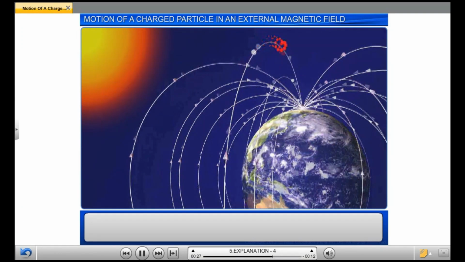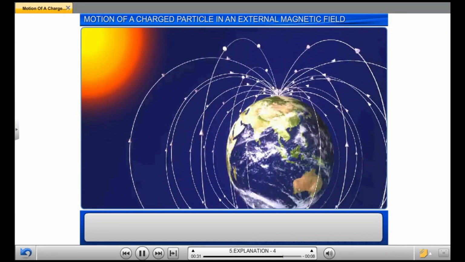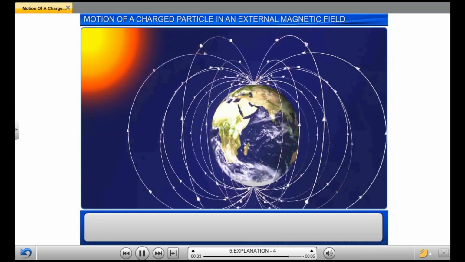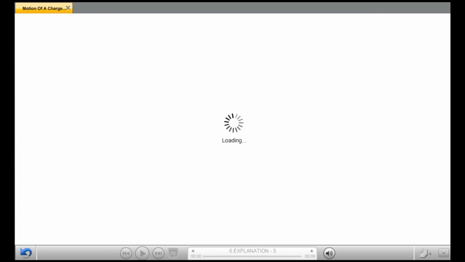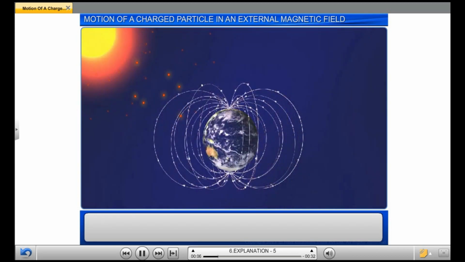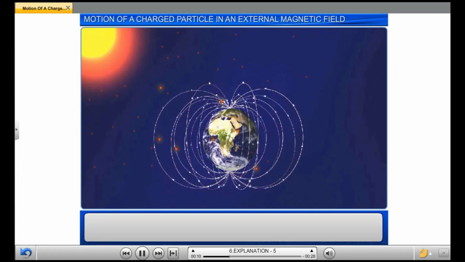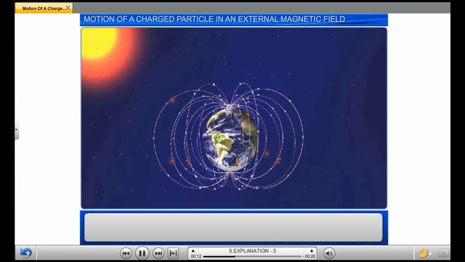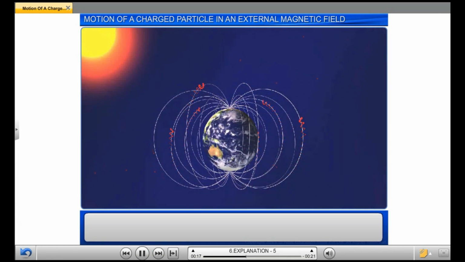During a solar flare, that is, when a sudden, rapid and intense variation in the brightness of sunlight occurs, a large number of charged particles are ejected from the sun. When these charged particles enter the Earth's atmosphere, they get trapped in the Earth's magnetic field and move in helical paths along the field lines.